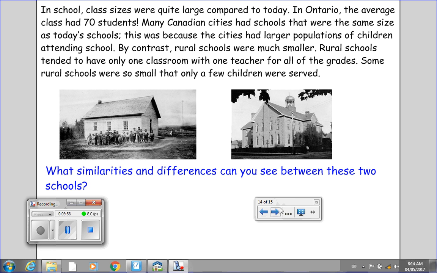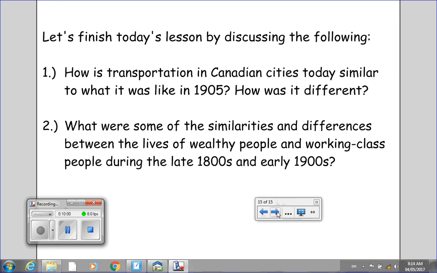All right, and getting into the wrap up. Let's finish today's lesson by discussing the following, and we'll have our discussion next day. 1. How is transportation in Canadian cities today similar to what it was like in 1905? How is it different? And 2. What were some of the similarities and differences between the lives of wealthy people and working class people during the late 1800s and early 1900s?